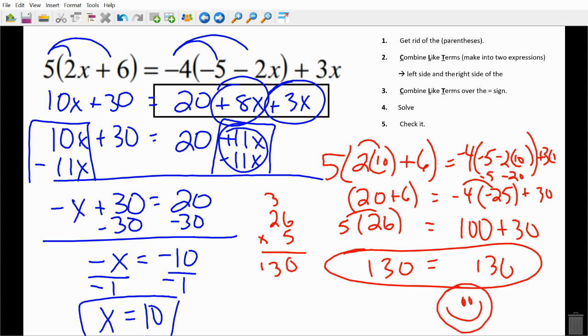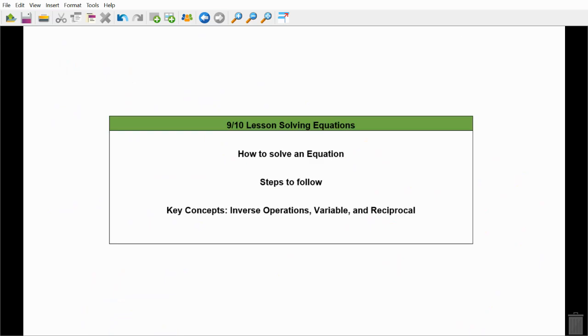So guess what? Although I made a mistake, I learned from that mistake, all right? Because I knew I was going to get ugly fractions in there. So guess what? We had to erase everything. That happens to the best of us. It happens to your teachers, all right? So what you have to do is persevere. When you make a mistake, it stinks. I get it. But guess what? It's well worth it when you fix it because you feel that much better when you get 100%. Again, just a quick review, how to solve an equation, steps to follow, key concepts, inverse operation, variable, and reciprocal.